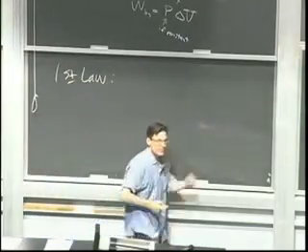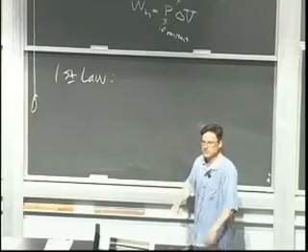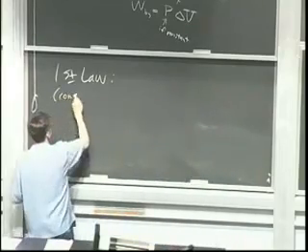So the zeroth law of thermodynamics: temperature of A equals temperature of B, temperature of B equals temperature of C. That implies temperature of A equals temperature of C, right? The first law of thermodynamics says energy is conserved. This is just conservation of energy.